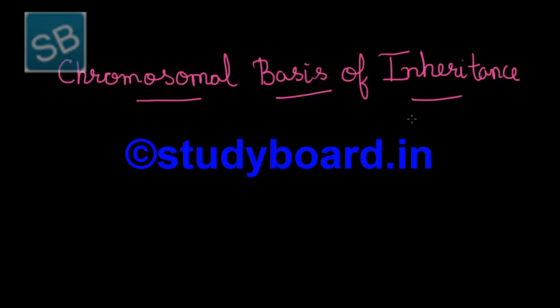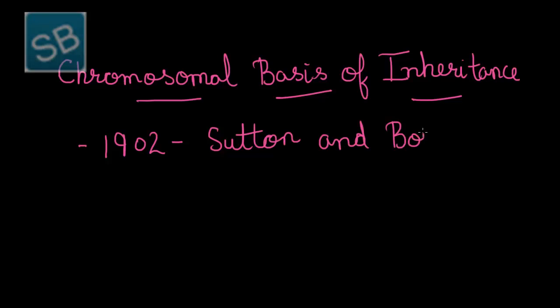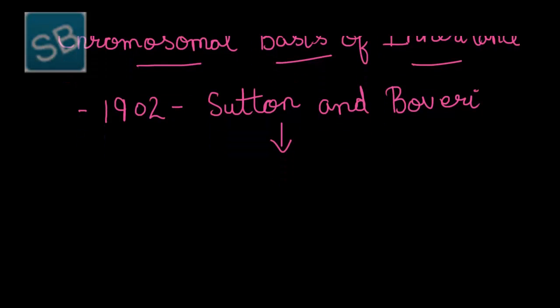Chromosomal basis of inheritance. This is a theory that was proposed in 1902 by two famous scientists named Sutton and Boveri. This theory was mainly proposed to overcome the limitations of Mendel's theory.